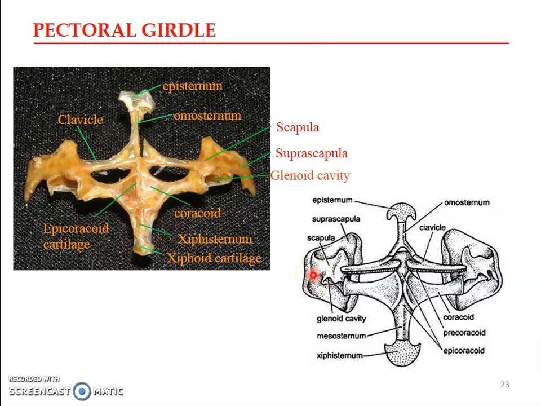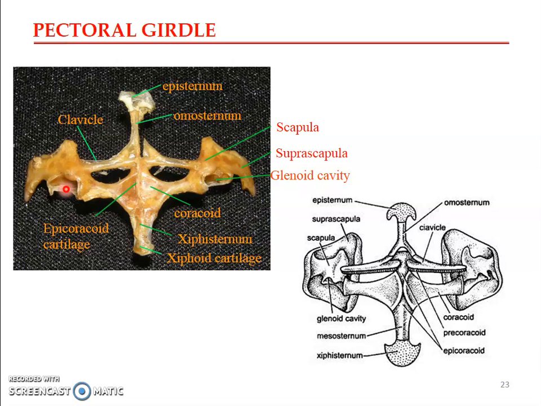And at its posterior end is present a glenoid cavity. This one over here, you can see the glenoid cavity very clearly in this figure. Okay, and the glenoid cavity is meant for articulation with the humerus bone. The humerus bone is the upper bone of the forelimb. Okay, the long upper bone of the forelimb is the humerus, and the humerus articulates with the glenoid cavity of the scapula.